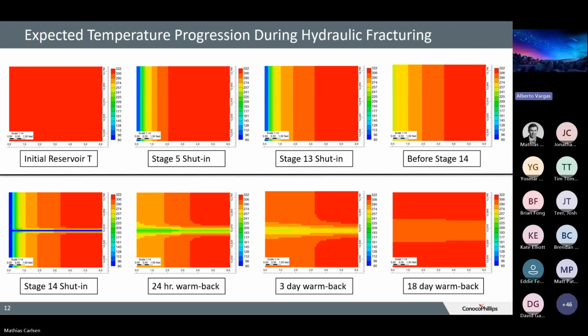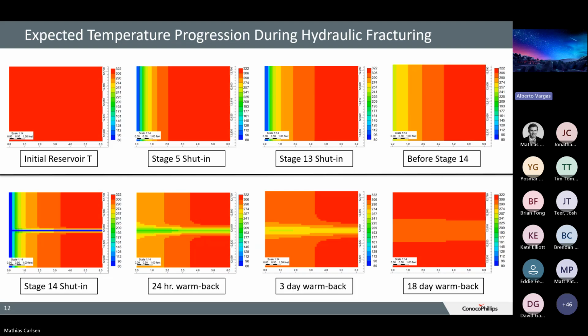If you look at the top left, this is the initial reservoir temperature. Some of you may recognize I was using CMG STARS, which is a thermal model, and I had built fractures in this model to be able to do this. At stage 5, for example, we shut the well in. You can see this cooling effect, and then it even propagates further out to the right after stage 13.